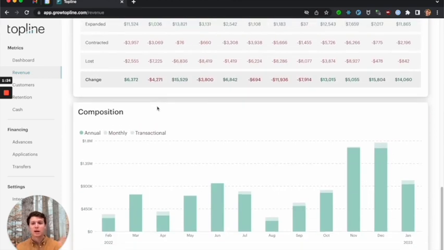Finally, we want to show you what the composition of your revenue is. Do you have a lot of annual contracts or monthly contracts? Are you shooting for more annual contracts or monthly contracts? And being able to track that over time is really important for your business.